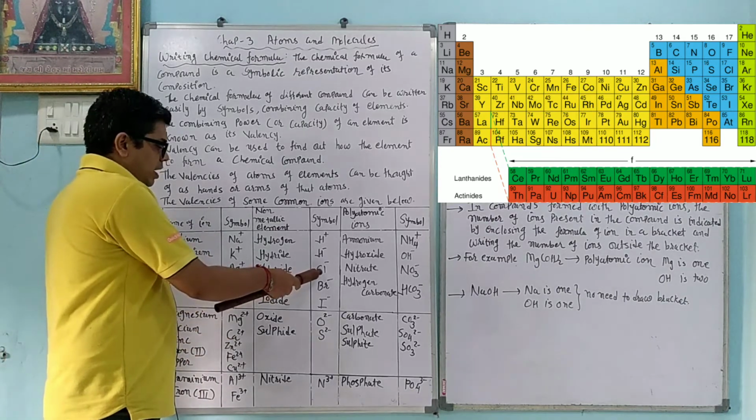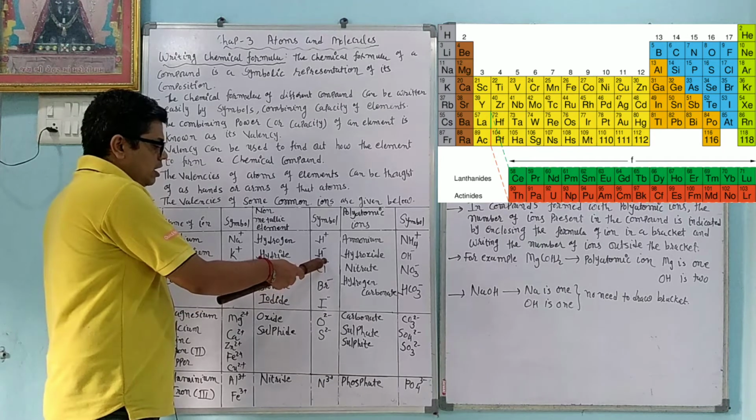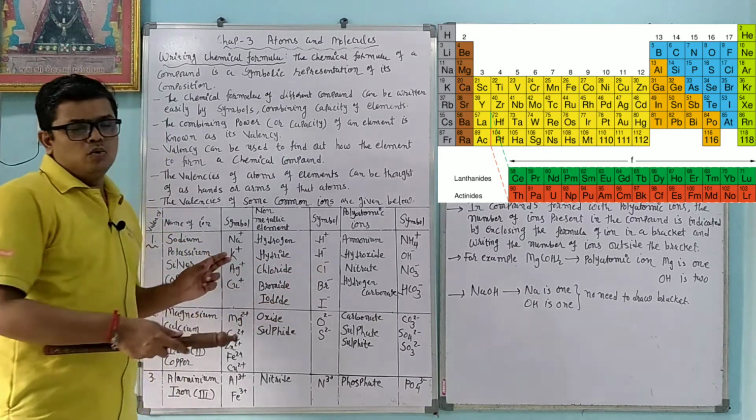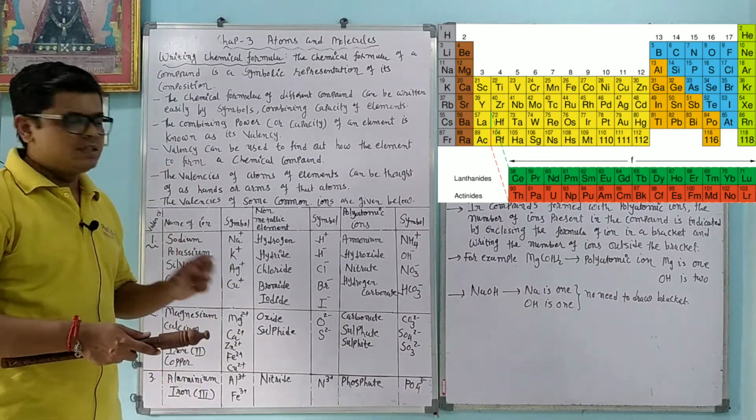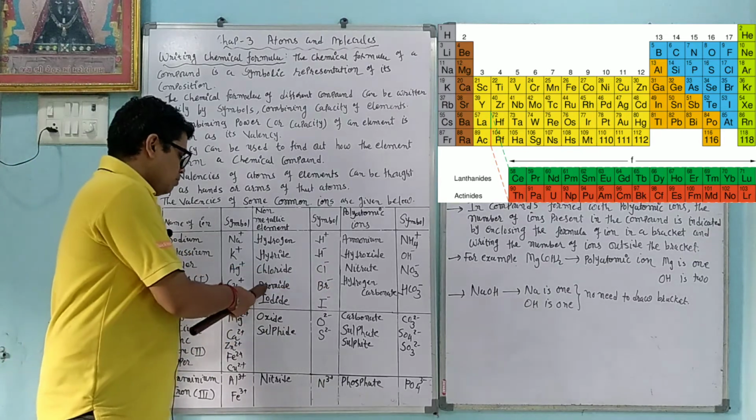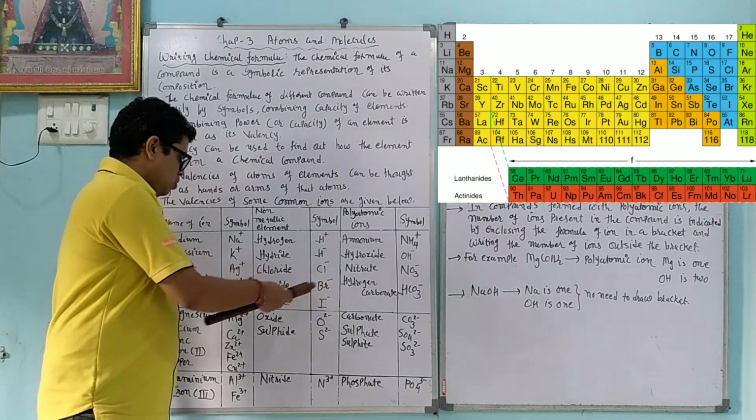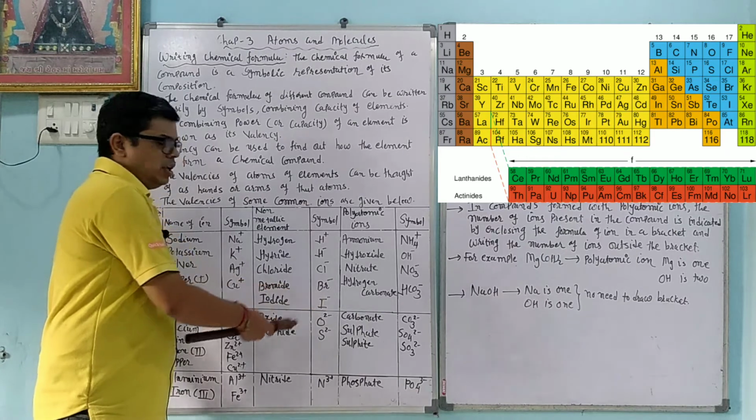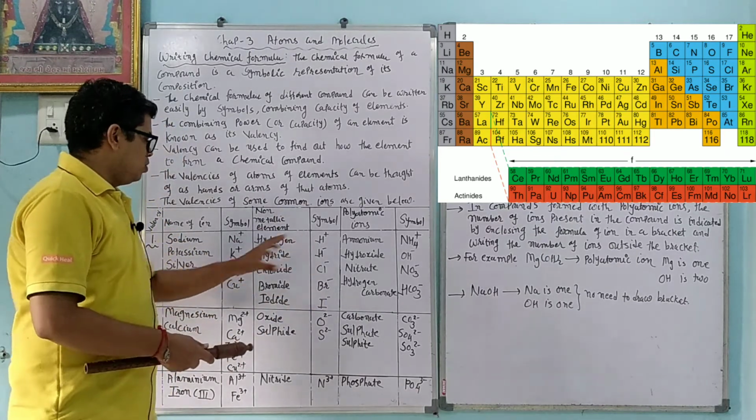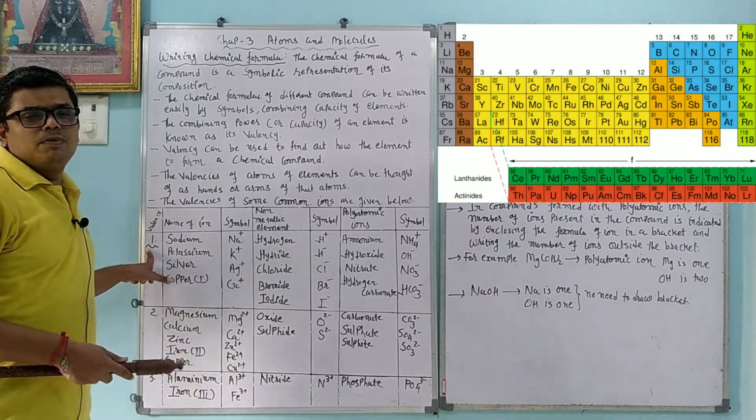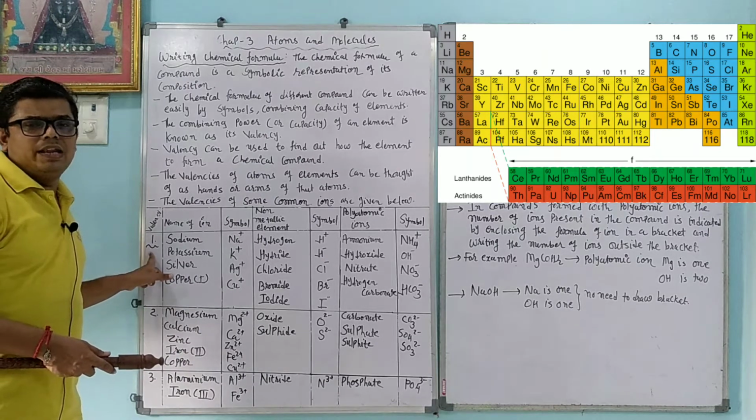Chloride Cl-. In chlorine, we can say that 1 electron is more, that is called chloride. Chlorine and chloride, you should know the difference. Chlorine means Cl2 gas, chloride means what? 1 electron is more. Bromide Br-, 1 electron is more. Iodide means I-, 1 electron is more. So dear student, what we come to know is that here we are not discussing the plus and minus sign, we discuss the valency.